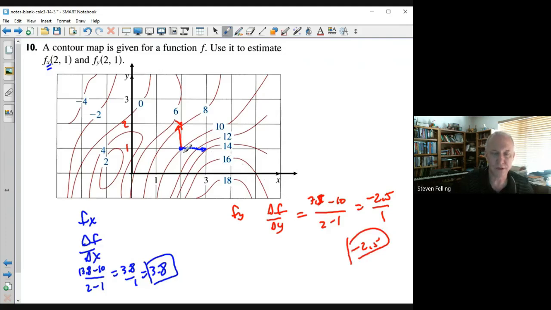So if we go in the x direction, the function value is increasing. If we go in the y direction, the function value is decreasing, so it has a negative partial derivative. Okay?